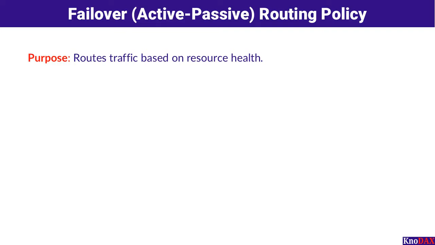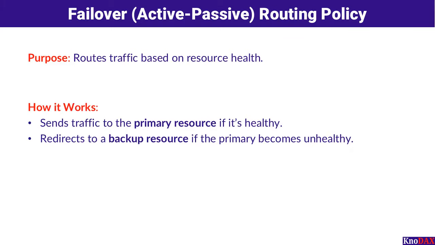Let's explore the failover routing policy in Amazon Route 53. This policy allows you to route traffic based on the health of your resources. If the primary resource is healthy, traffic is routed to it as expected. However, if the primary becomes unhealthy, the policy automatically redirects traffic to a backup resource. Failover routing is ideal for active-passive failover setups, where you need to ensure high availability and reliability by seamlessly switching traffic to a backup resource during failures.